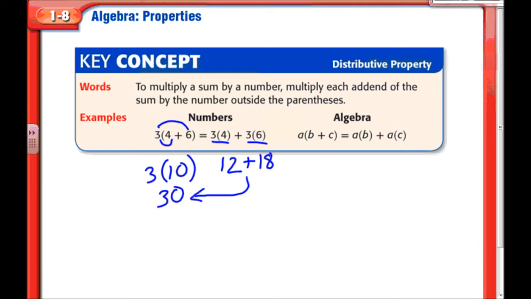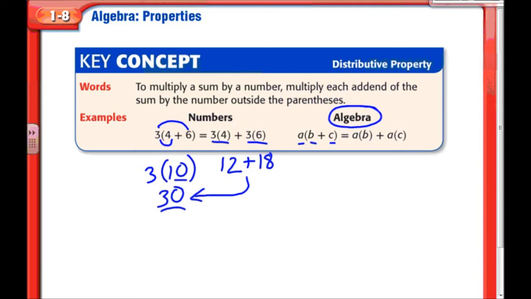Now you might be thinking, well, why do it that way? There's more work involved than just simply adding them together, getting the 10, and multiplying and getting the 30. Well, the reason is because of algebra. We're not always going to know the value of each of the numbers. In this case, we have an A, a B, and a C. So again, all we're going to be able to do is follow the distributive property to simplify the problem.